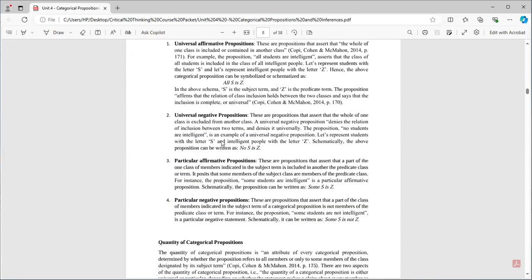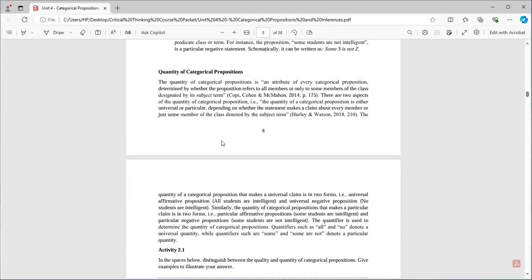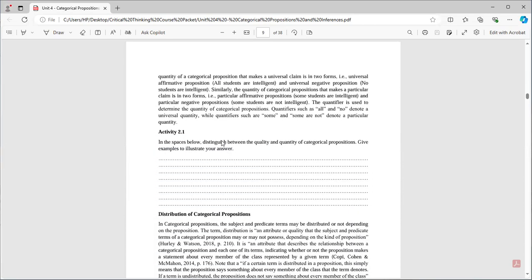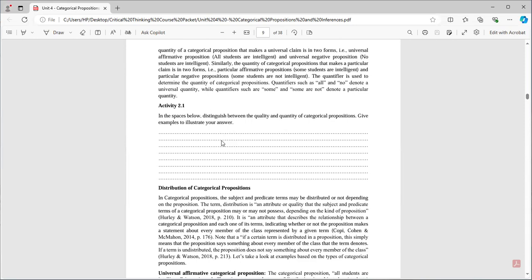And then we have distribution. So we have already talked about quantity. Are you clear with the explanation? Yes, sir. Then we have distribution. It is the attribute of the categorical statement that indicates whether all members or some members of the classes are those that we are referring to or not.